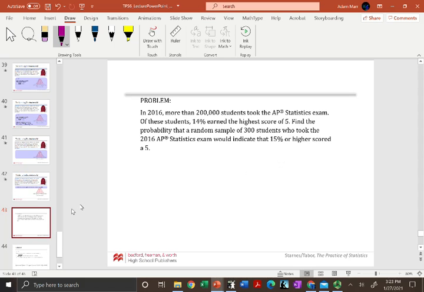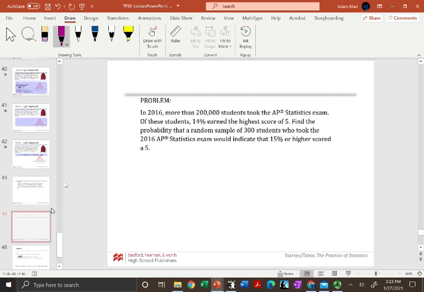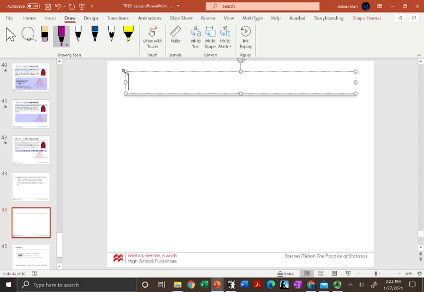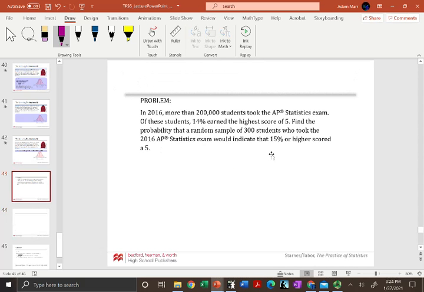Okay, in 2016, let me add another slide as well, just in case we need this for room right here. All right, in 2016, more than 200,000 students took the AP Statistics exam. Of these students, 14% earned the highest score of 5. So 14% of the students earned a 5, which is the highest score you can get. Find the probability that a random sample of 300 students who took the 2016 AP Statistics exam would indicate that 15% or higher score a 5.